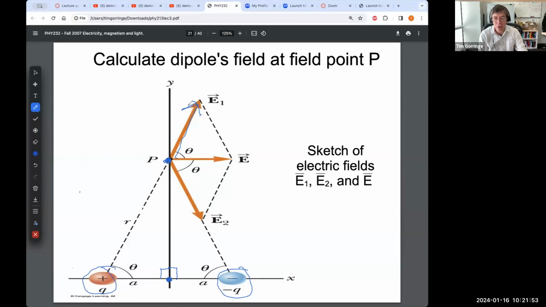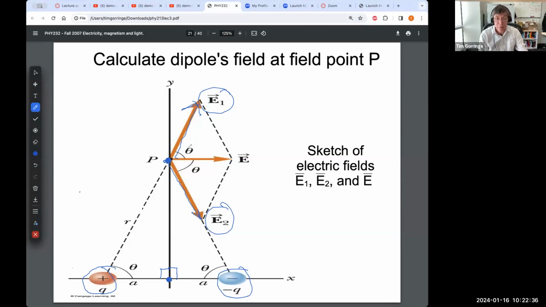So I make sure to draw it pointing away, and it has some strength that's determined by the amount of charge and the distance from the charge. This vector here is the field due to the negative charge. I called it E2, and called the positive field E1. Because it's the negative charge, remember, this is going to be pointing towards the negative charge, downwards towards this negative charge. So these are the two individual fields that we're going to superimpose: E1 from the positive charge, E2 from the negative charge.